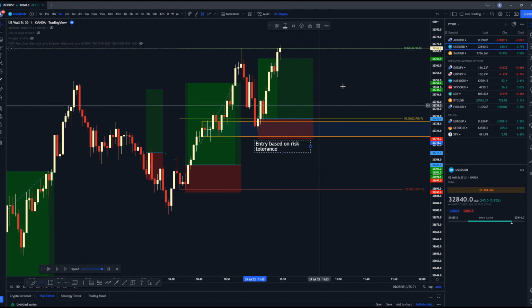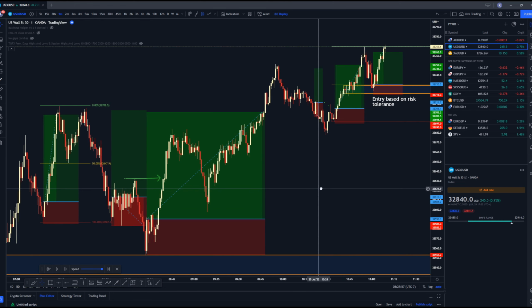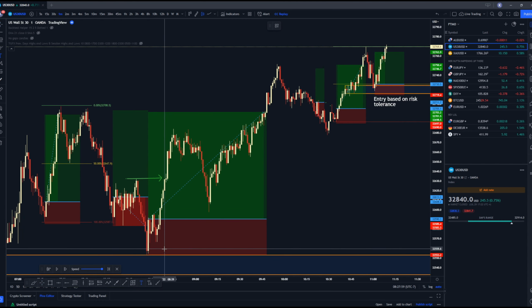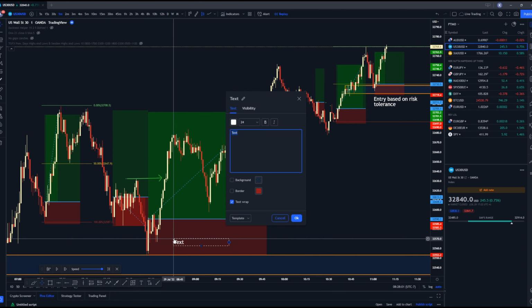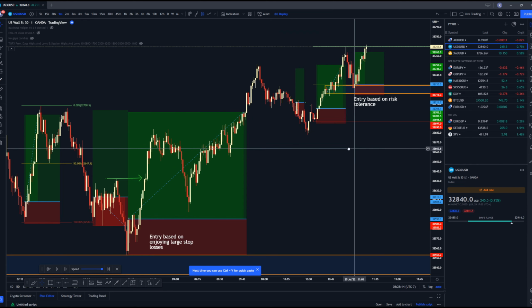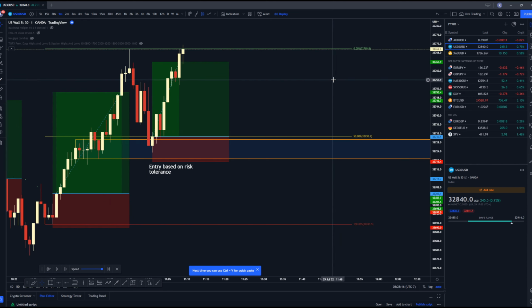But other than that, I think that's okay. I just want to mark that out. I probably say entry based on enjoying large stop losses. So that's basically what this would be right here. And so we'll just keep going with the rest of the day.